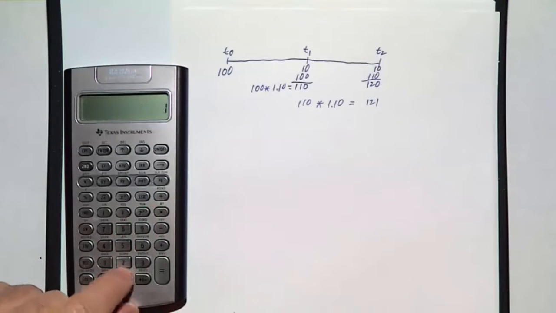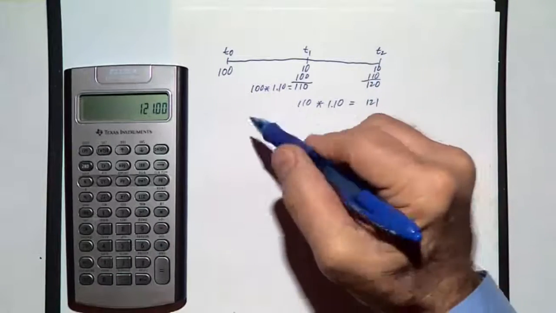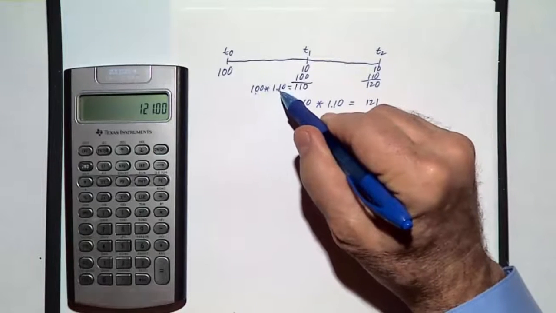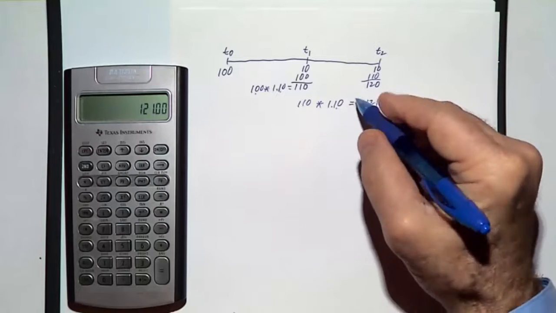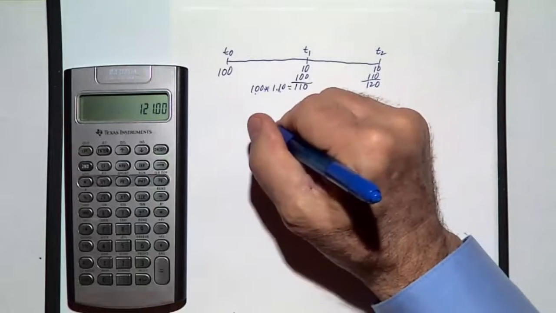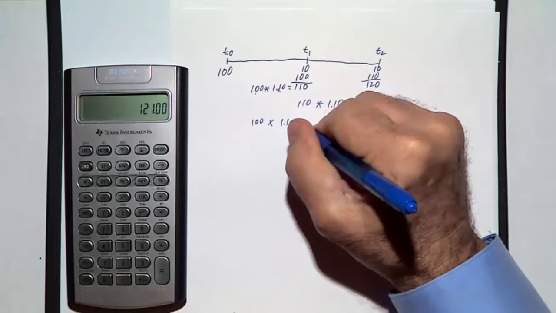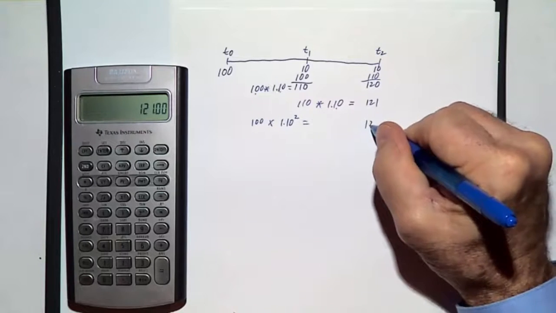But 110 times 1.1 equals 121. Okay, well, what we also have is that this 110 is equal to 100 times 1.1, and then we're multiplying by 1.1 again. So what we have is 100 times 1.1 squared, and that's equal to our 121.